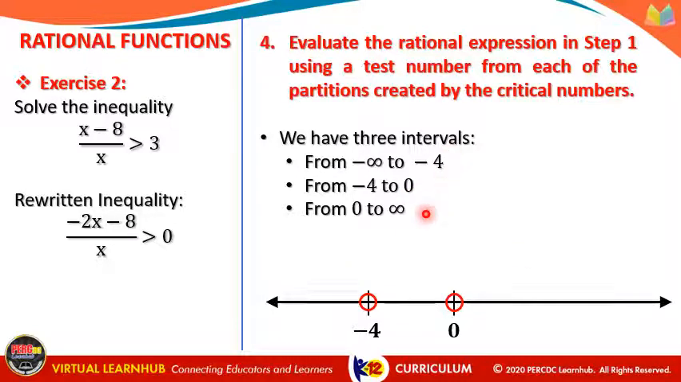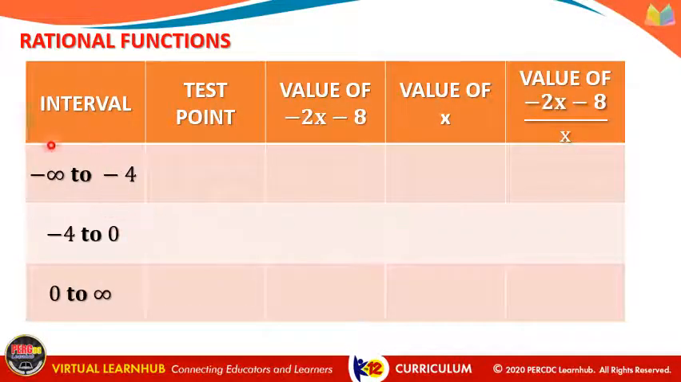Again, ang goal natin, ano ang sign ng negative 2x minus 8 over x kapag yung x mo ay between negative infinity to negative 4, kapag between negative 4 to 0, at kapag between 0 to infinity. To make things more organized, let us use this table. Pili tayo ng test points. Pili lang tayo ng isang point na galing sa mga intervals natin. Again, huwag gamitin yung mismong endpoints. Para sa negative infinity to negative 4, ang pinili ko is negative 5. Para sa negative 4 to 0, ang pinili ko ay negative 1. At para sa 0 to infinity, ang pinili ko ay 5.